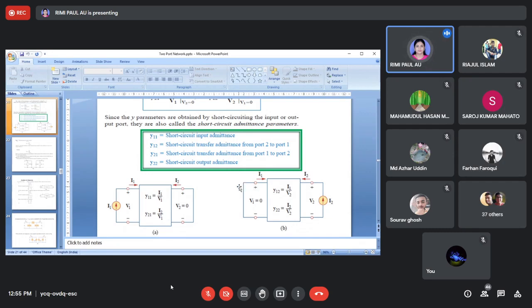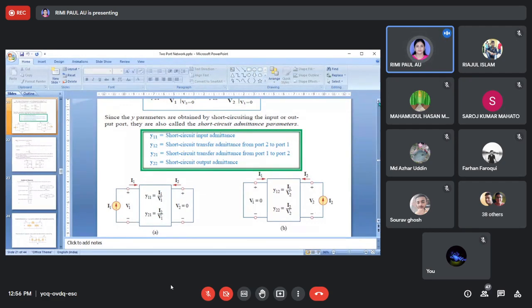Now due to this short circuit we will not get any voltage, V1 is equal to 0. So I am taking that current entering I1 towards this place. The same way we are taking I1, I2 entering the network. So what we can get here: I1 by V2, I2 by V2. These three are known. V1 is equal to 0.